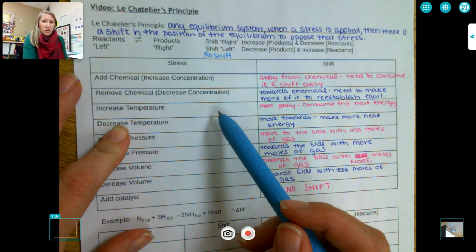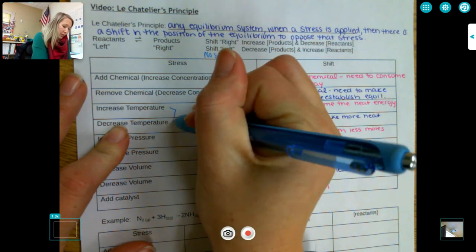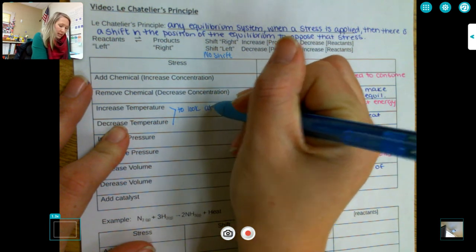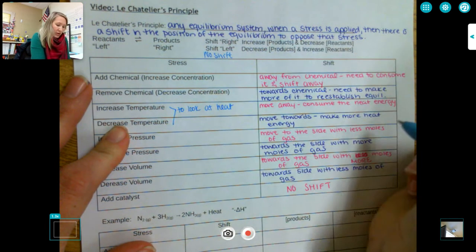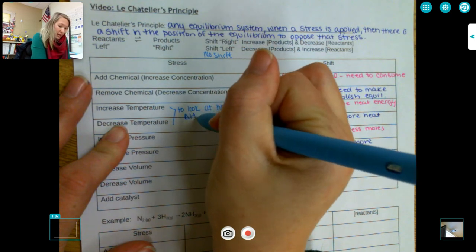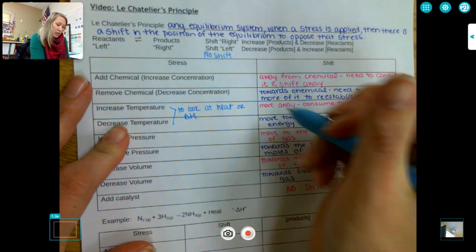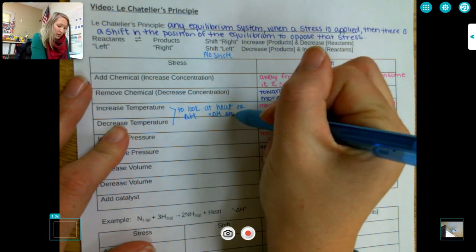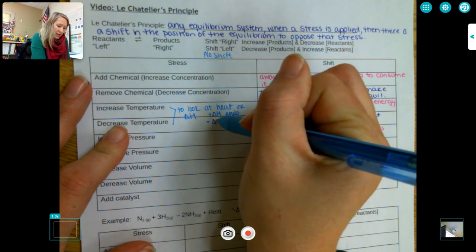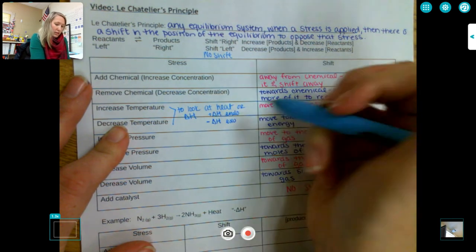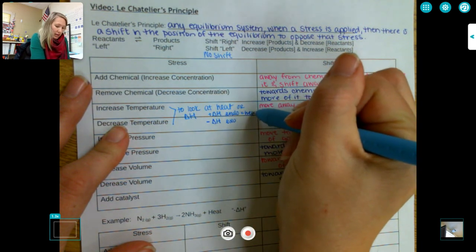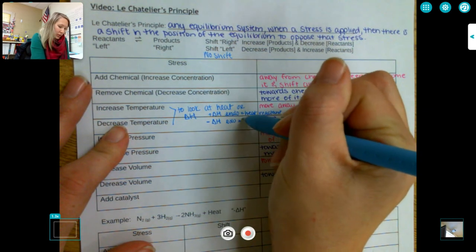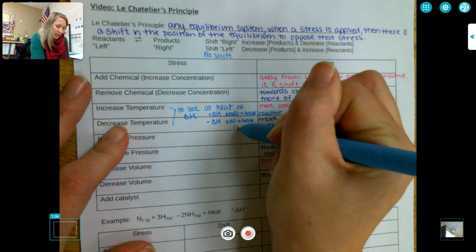If I look at temperature, I need to look at the heat of my reaction, or the delta H of the reaction. Remember, if I have a positive delta H, it is endothermic. A negative delta H is exothermic. So remember, in endothermic reactions, heat is a reactant, and in exothermic reactions, heat is a product.